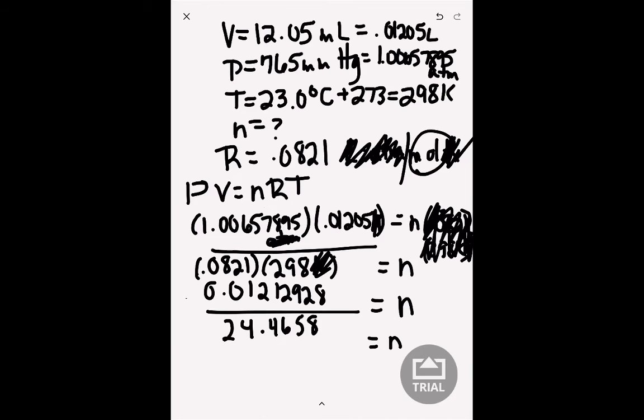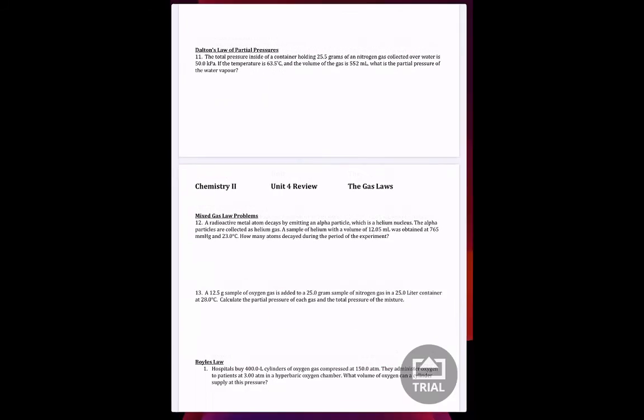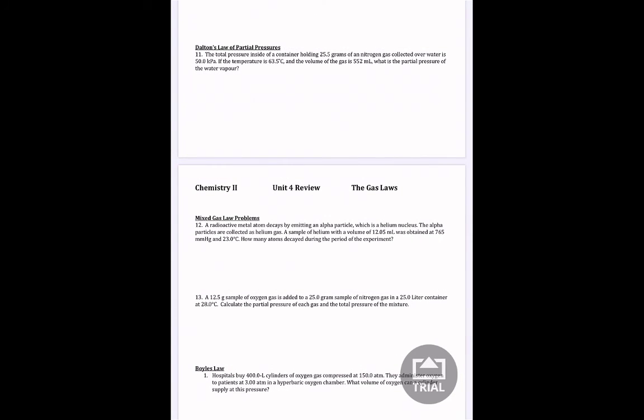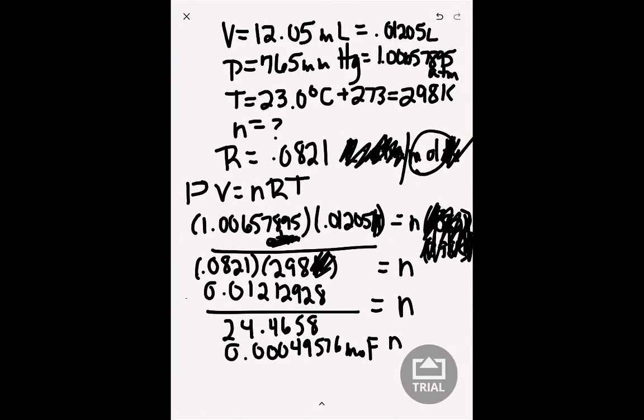And so 0.0121298 divided by 24.4658 is equal to 0.0004956 moles. Now again, we're not done here because it asks us how many atoms decayed. So now that we have moles, we've got to change moles to atoms. Okay? And I hope you remember how to do that.